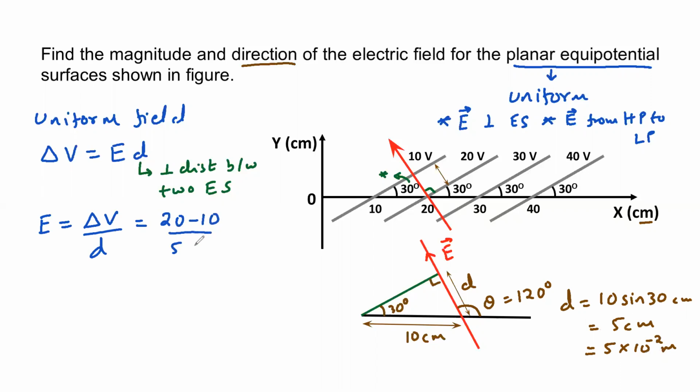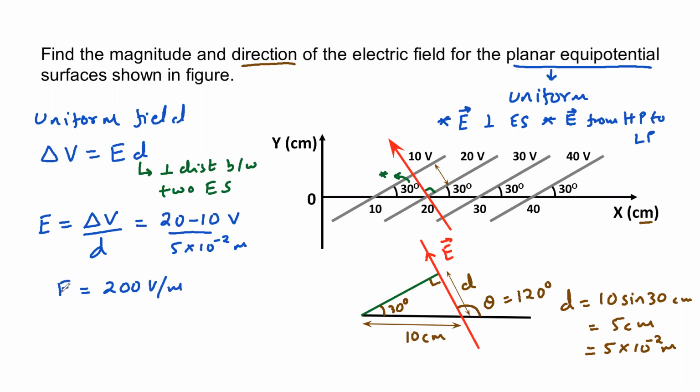It is 5 into 10 raised to minus 2. Okay, this is this many volts and this many meters. So this is going to be equal to 2000... I'm sorry, this right here is 10 over 5. 10 over 5 is 2, so 200, yes, correct, 200 volt per meter.